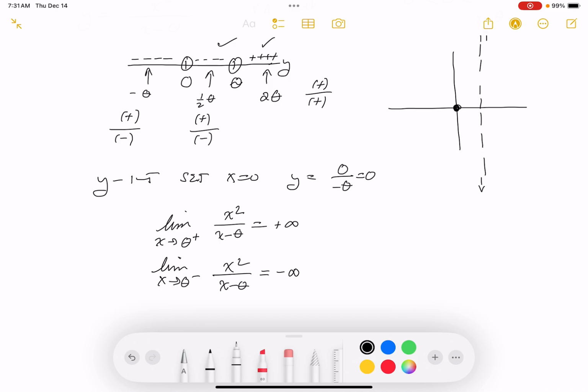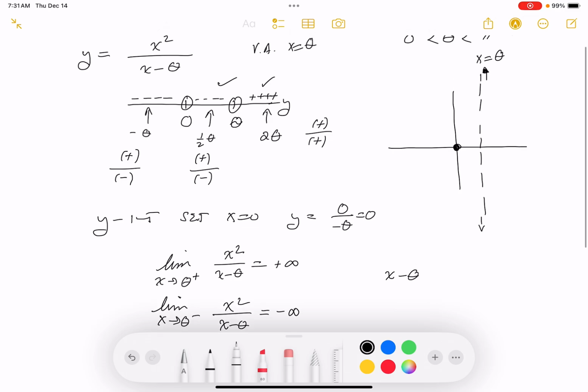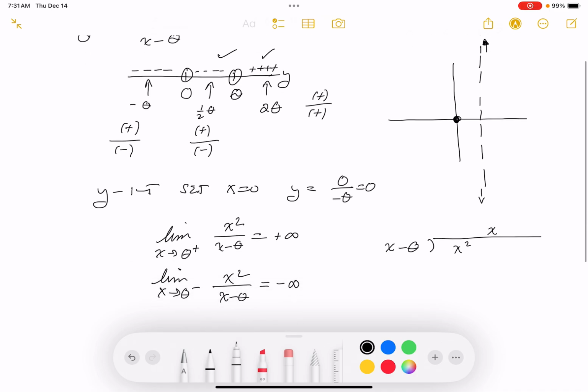All right? So what else would I do in pre-calculus? Probably the slant asymptote. And how would we do that? Divide through. So x minus theta. It's just a pre-calc sketch, by the way. And that's going to be divided into x squared. Well, what times x will give you x squared? I'm going to say x. What do you get there? x squared minus x theta.